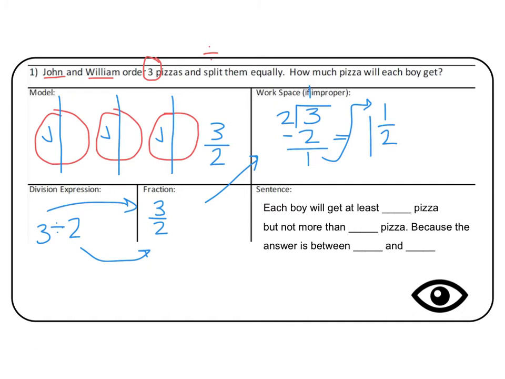Now let's justify this. Each boy will get at least 1 pizza, but each boy will not get more than 2 pizzas. Because if I had 2 pizzas each and 2 people, that would be 4 pizzas. I don't have 4 pizzas, I only have 2. Because the answer is between 1 and 2. So that's how we're going to justify our answer, by saying which whole numbers our answer is between. Let's try one together.